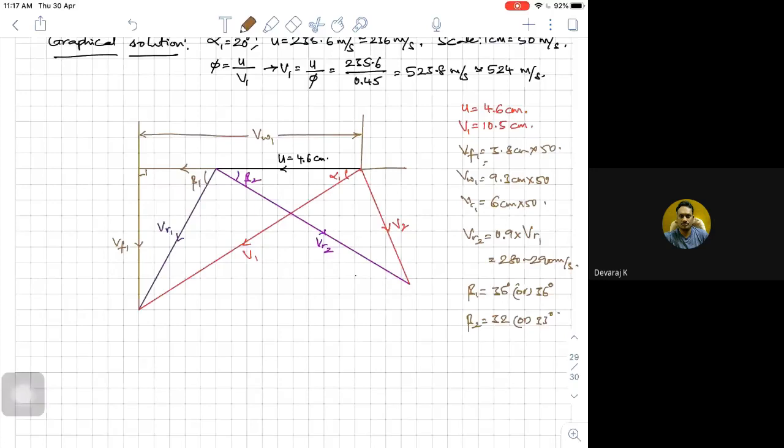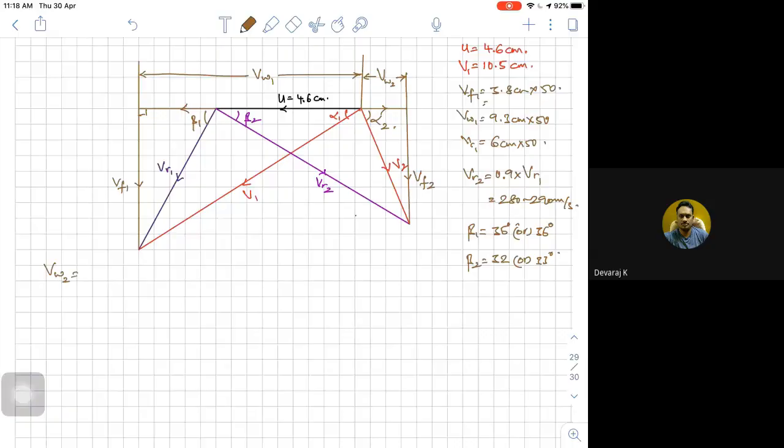Now close this. So this will be where VF2 you can measure, and this will be your VW2, and this will be your alpha 2. So each and everything you have to measure. You have to measure the corresponding VF2 in centimeters, multiply by 50. Measure VW2 in centimeters, multiply by 50. This is the opposite direction.